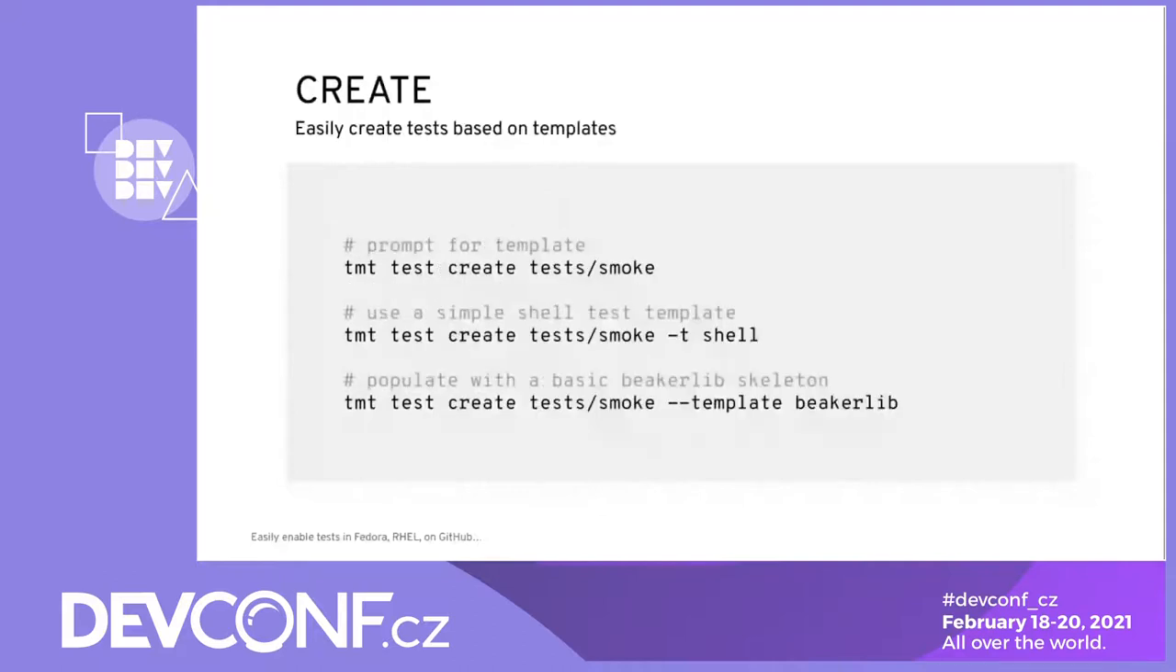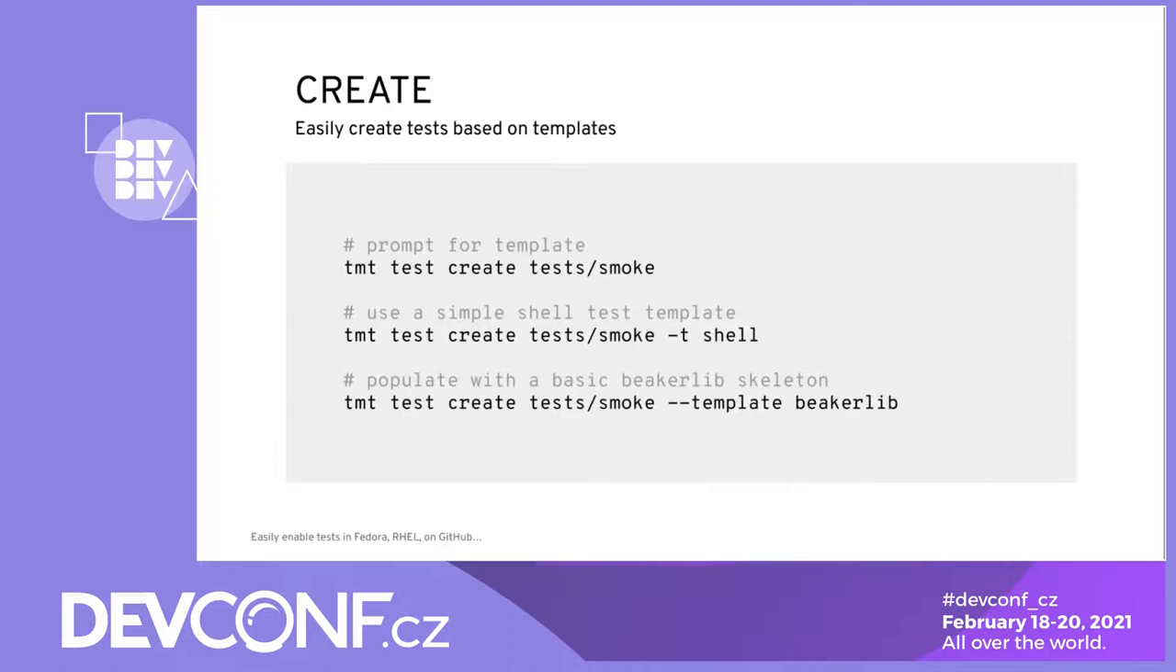For creating tests, tmt test create, test smoke. So if you want to create a new test, this is the way to go. We can try this in the wget repository. So let's see, tmt test create. It could be beakerlib, and it would be tests basic. I don't know, something like that.